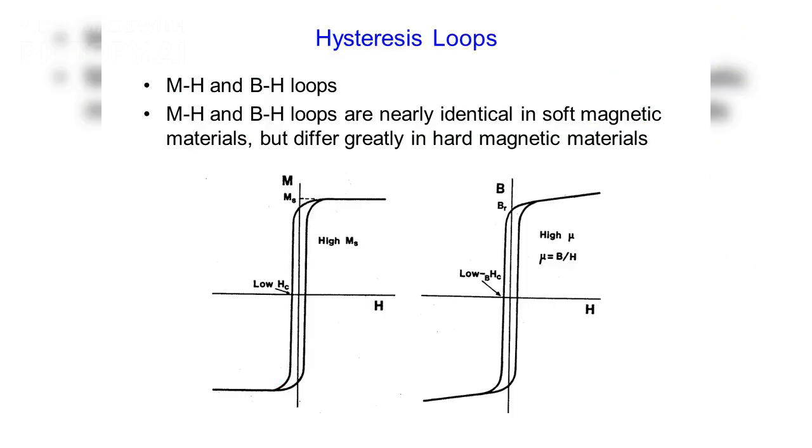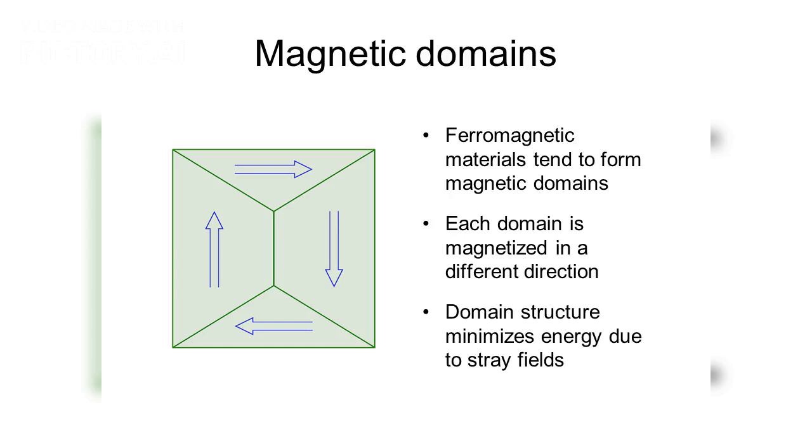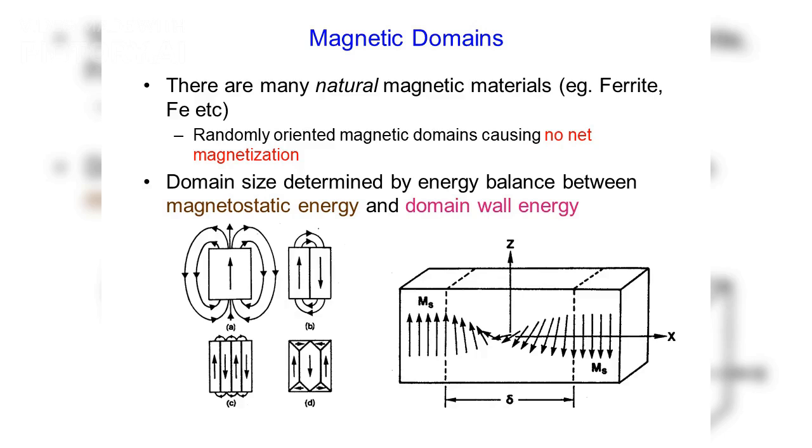Hysteresis loops illustrate the difference in magnetic properties between soft and hard magnetic materials, showing how they retain magnetization. Ferromagnetic materials form magnetic domains, each magnetized in different directions to minimize energy due to stray fields. Natural magnetic materials have randomly oriented magnetic domains, and the domain size is determined by the balance between magnetostatic energy and domain wall energy.